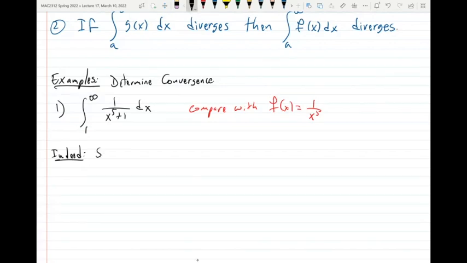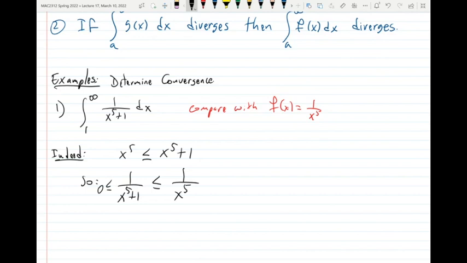So for example, you can say since x is bigger than 1, actually it doesn't matter about x. The point is that x to the 5 is certainly less than x to the 5 plus 1. So when we flip them, the inequality reverses, and we can say less than or equal to. So 1 over x to the 5 plus 1 is less than or equal to 1 over x to the 5, and they are both positive.